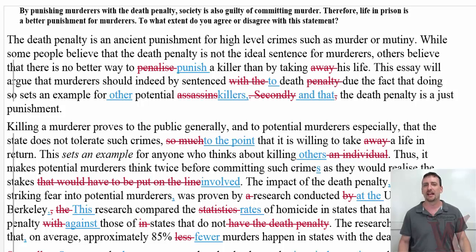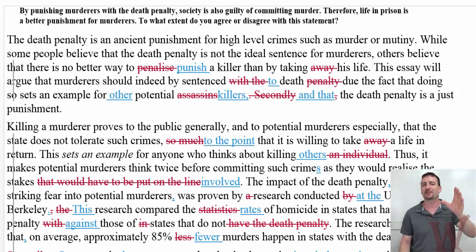Now, this person split the last sentence into a separate sentence. Secondly, the death penalty is a just punishment. Why separate it? We're talking about what this essay will argue. It will argue 1 and 2. Why split it into 2 sentences? Put it all into 1 sentence. So it sets it.